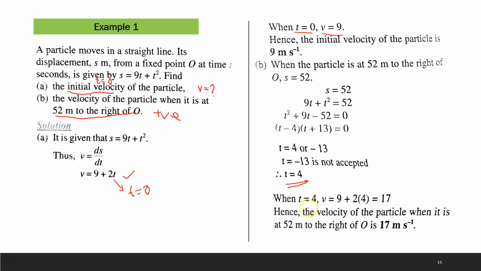Tapi you dah ada dia punya t, kan? So you need to use back the formula, which is this formula. Guna balik ke dalam sini. So bila t equal to 4, you masukkan dalam ni. 9 plus 2t. This is actually your t. So you have 17. So this 17 is actually your v. So how do you write down your v? 17 meter per second. Okay. So that's it for example 1.